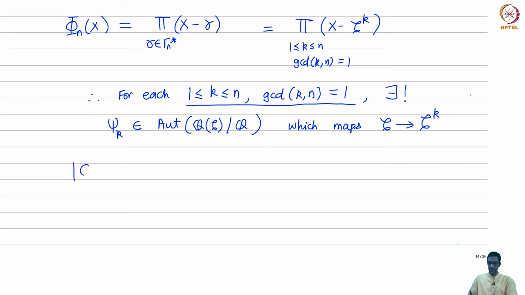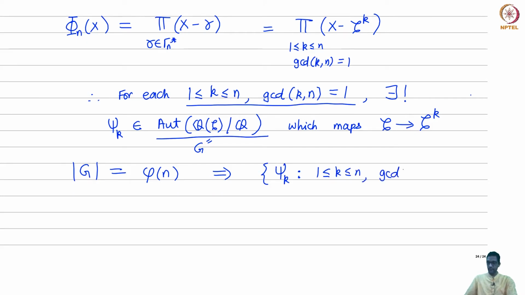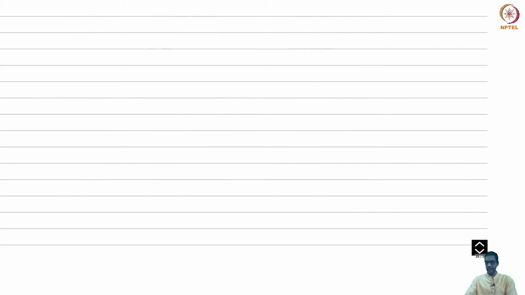Okay, so because we know that this automorphism group, that's the Galois group, this is really G. Since we know that this has the correct cardinality, this collection of psi k's that we have constructed must be the entire group G. This must be the Galois group. Now these automorphisms which map zeta to zeta power k, okay, so what are these? They are actually familiar. We sort of know what they are.